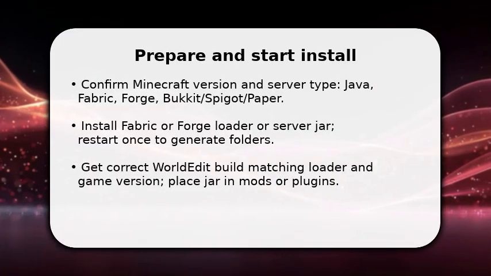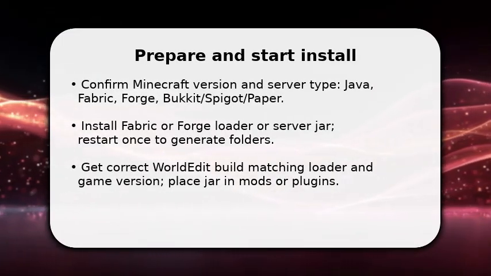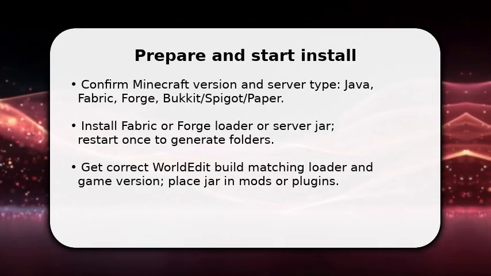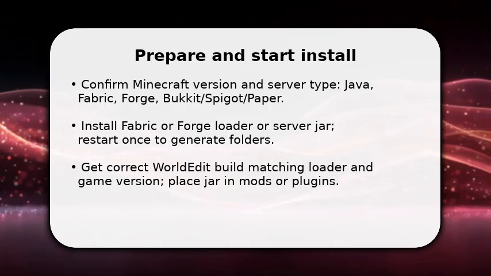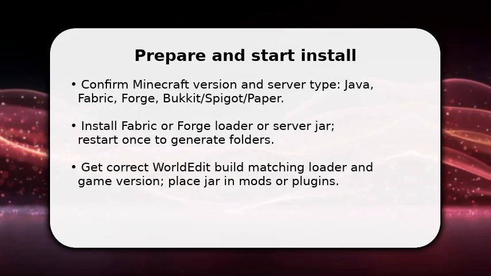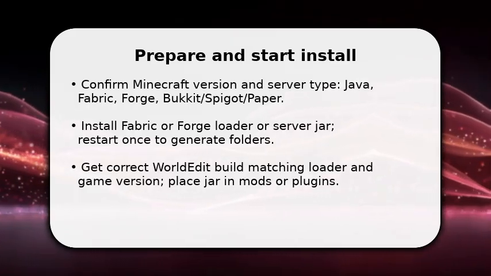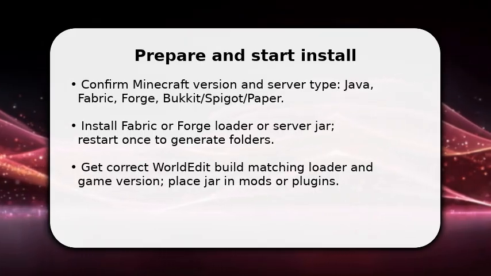You begin by confirming the exact Minecraft version and whether you need a mod or plugin. Install the matching loader, Fabric or Forge for single-player/modded servers, Paper/Spigot for plugins, then restart once so folders appear. Once done, download the WorldEdit jar that matches both your loader and version. Make sure the file name indicates Fabric/Forge or Bukkit.